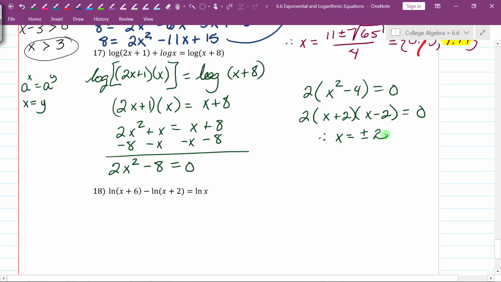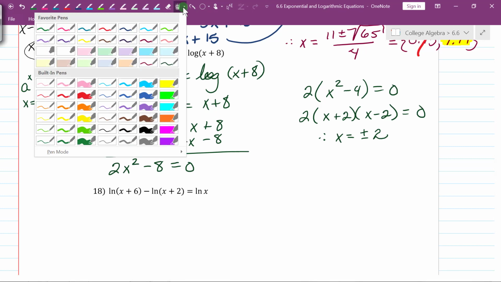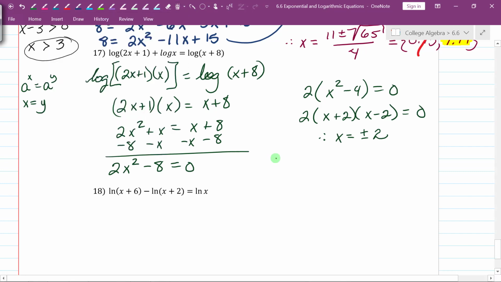Now, are they both in my domain? Let's look at the domain. My domain says that 2x plus 1 has to be greater than 0. X has to be greater than 0. And then x plus 8 has to be greater than 0. All three of these statements from here, here, and here have to be true.